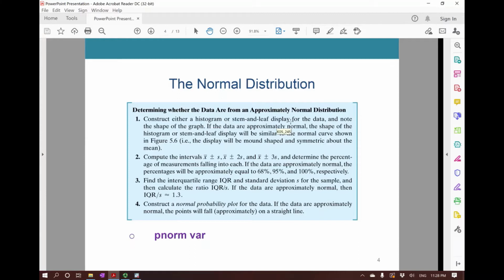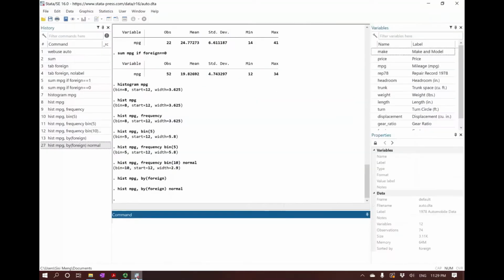Previously, we introduced briefly another way to assess normality, which I find to be very useful: number 4, construct a normal probability plot for the data. And actually, the command is also very simple. You just need to type the command pnorm. So a probability plot, pnorm, and then the variable that you want to look at, to see whether the data of that variable is normal. So for example, let's look at the pnorm for MPG.